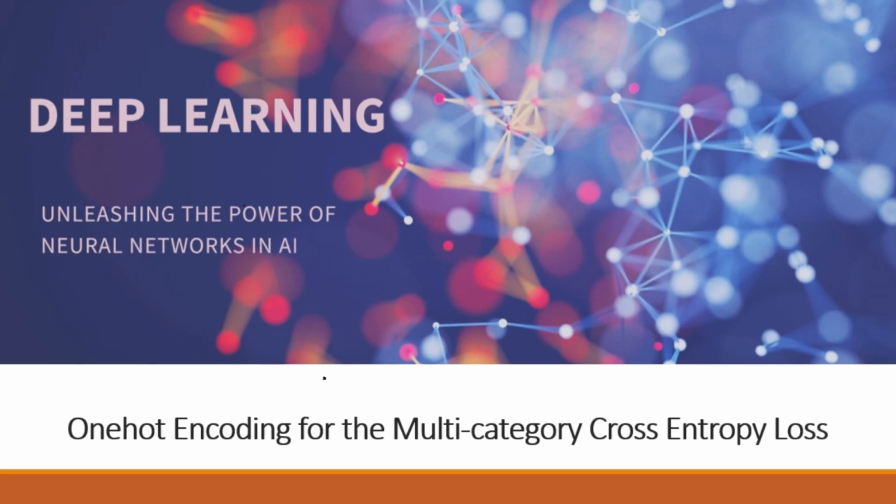In the previous video, I showed you how the softmax regression model looks like. Now let's talk about the multi-category cross-entropy loss that we will need for training such a model. And for that, we will also need a one-hot encoding scheme for representing the class labels in a way that is compatible with the multi-category cross-entropy loss.